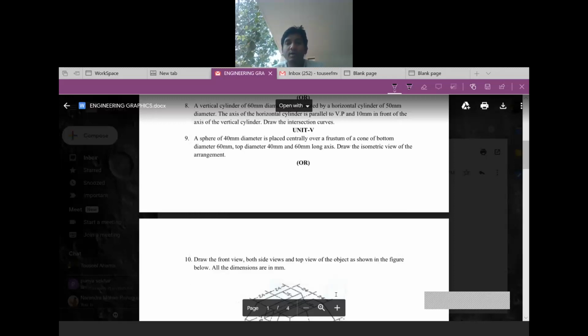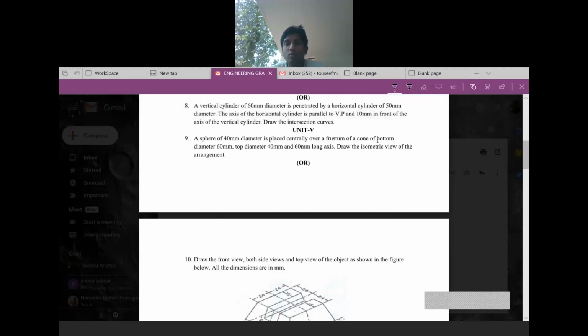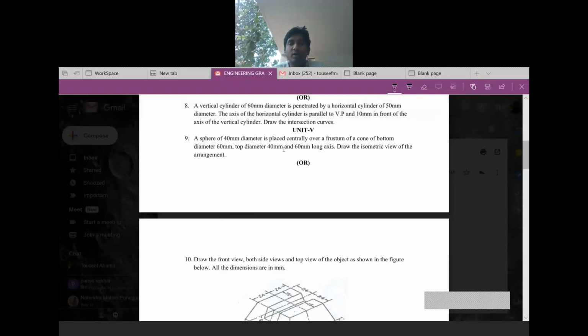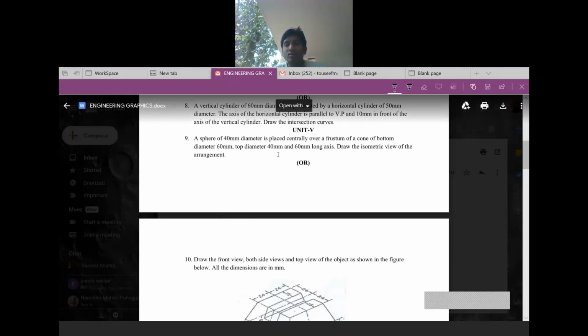In this question paper, he has given a sphere of a 40 mm diameter placed centrally over a frustum of a cone of a bottom diameter 60 mm, top diameter 40 mm, and 60 mm long axis. Draw the isometric view of the arrangement.